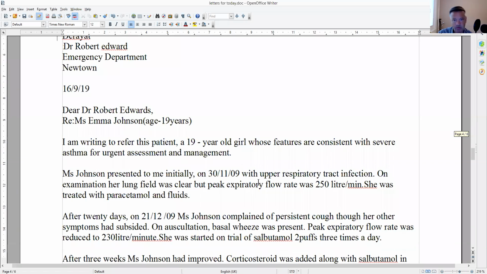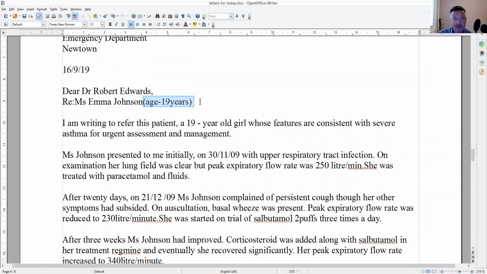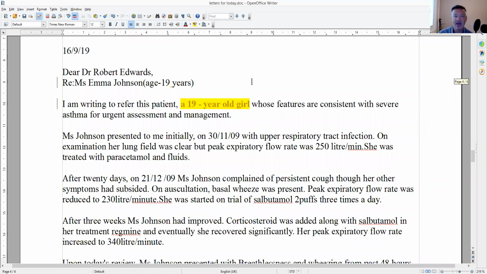I'm writing to refer this, well, why do you have the age here and then tell me the age again? It's repetition. Age 19 years, a 19-year-old girl, well, Emma, unless she's a trans whatever, we can guess that she's a girl, whose features are consistent with severe asthma. Okay, urgent assessment and management. So that's pretty clear in terms of purpose. Okay, I want you urgent assessment, management, this patient because she's got severe asthma. Okay, good. But we don't really need that about 19-year-old girl because you've told me this once.